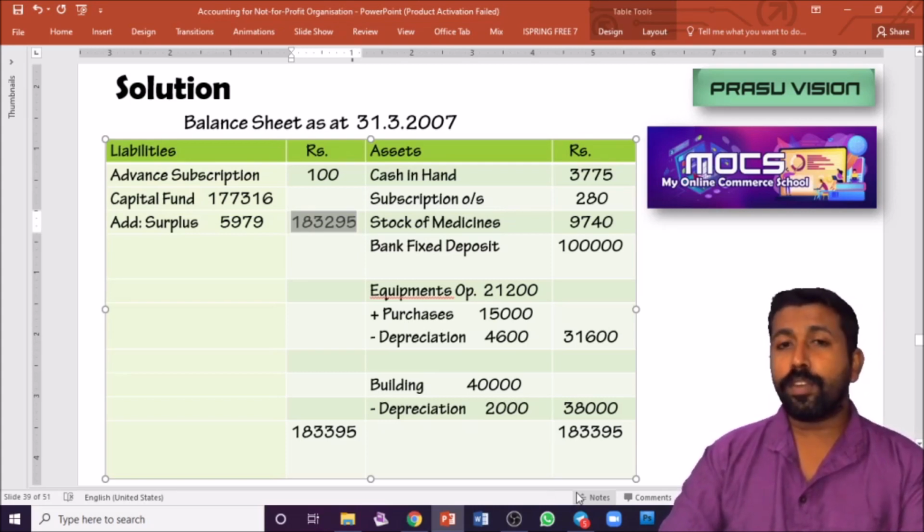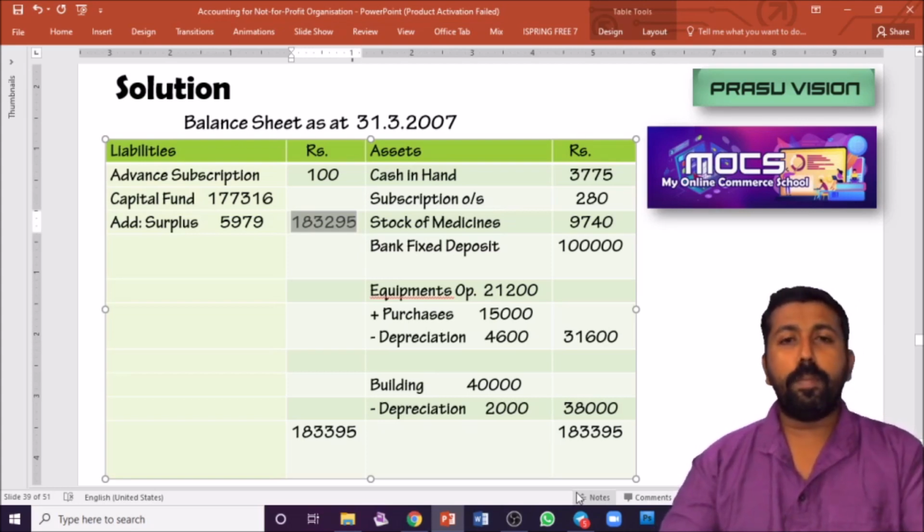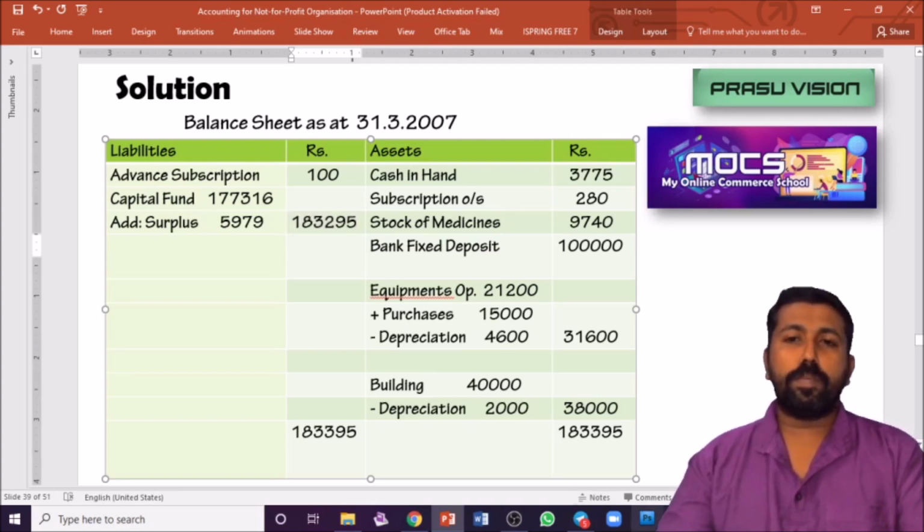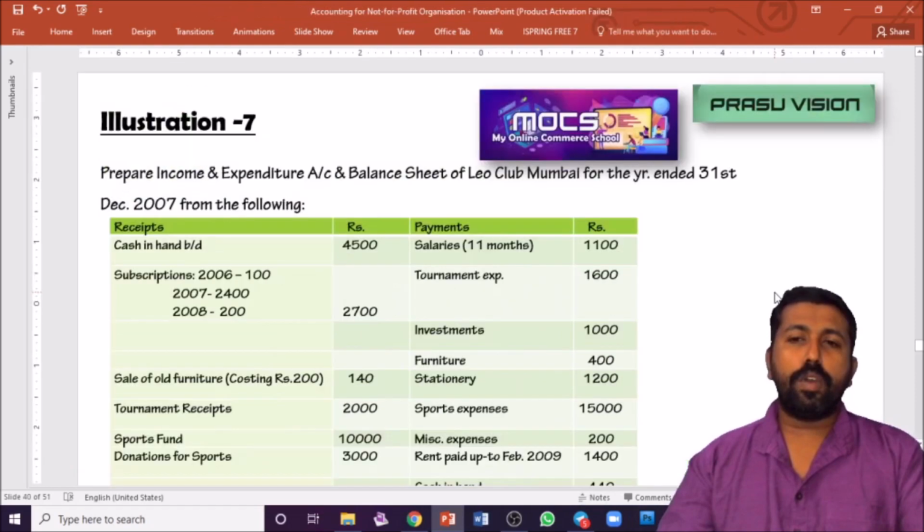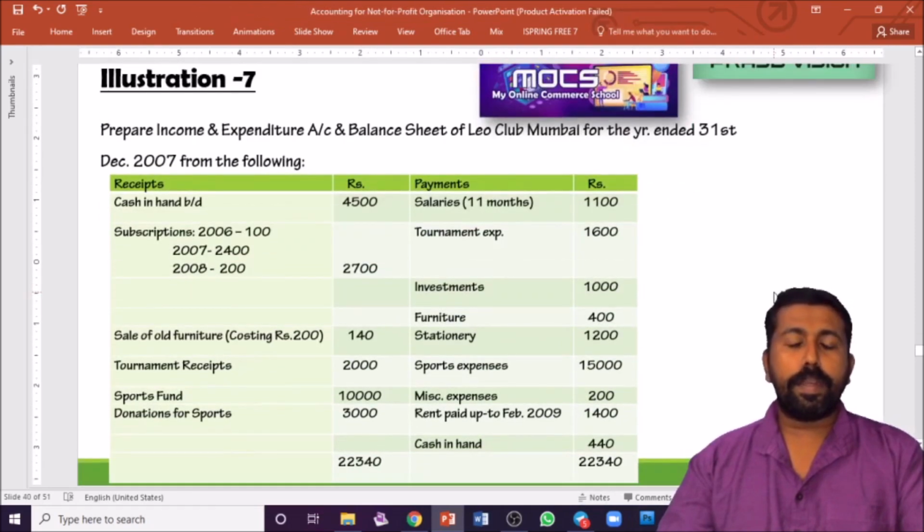I hope it is very clear for you. We are moving to the next problem. That will give you more idea regarding the preparation of final accounts of non-profit organizations.